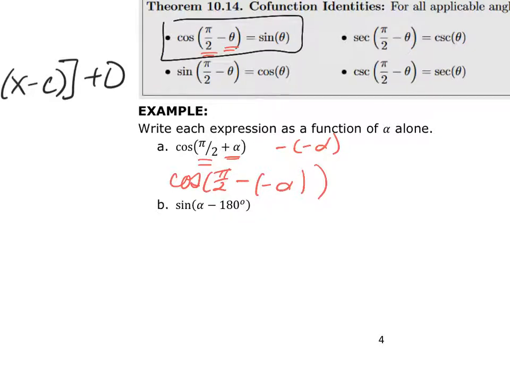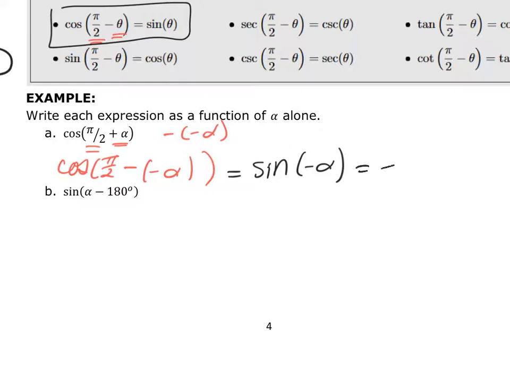Except it comes out as a negative sine. It's going to come out negative because I'm doing the sine of that angle, and that angle happens to be a negative value. So it's a negative alpha. And so I end up with negative sine alpha, because sine is odd.